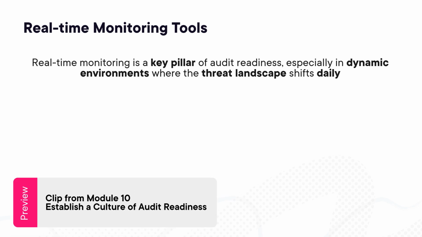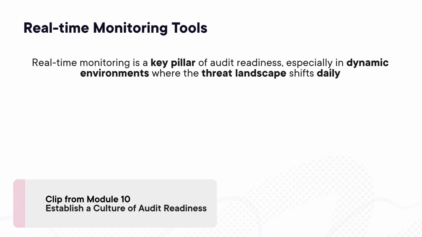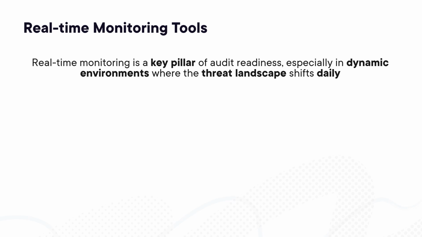Real-time monitoring is really a key pillar of audit readiness, especially in dynamic environments where the threat landscape shifts daily. So tools like Qualys or Tenable, Rapid7, Nessus, OpenVAS, they can all identify system weaknesses, track them, and prioritize patching efforts. So let's take a look at this. We have our vulnerability scanner. As I said, it could be Qualys, Tenable, or some other solution, not recommending one over the other.